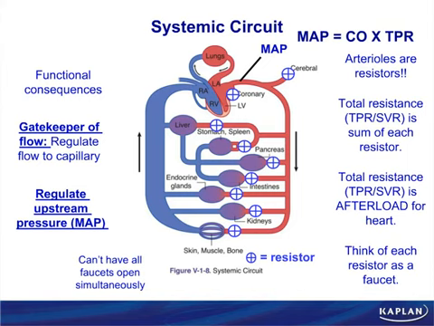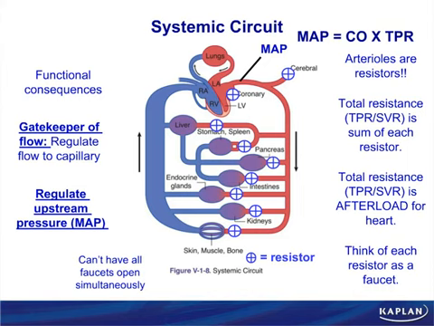Yes, it's added as reciprocals because it's in parallel, but total resistance, TPR, total peripheral resistance, you could also call it systemic vascular resistance, SVR. Both terms are acceptable and interchangeable. So total resistance of the systemic circulation, TPR, is related to these arterioles because that's the main site of resistance. And as we also indicated, don't forget, this resistance is afterload for the heart.